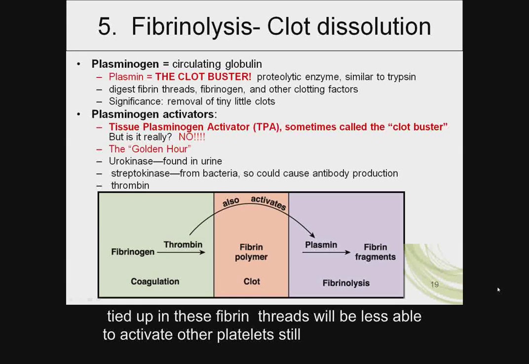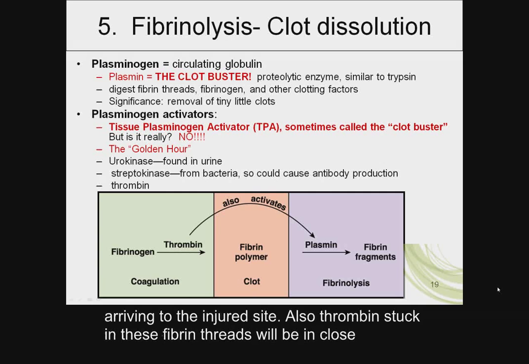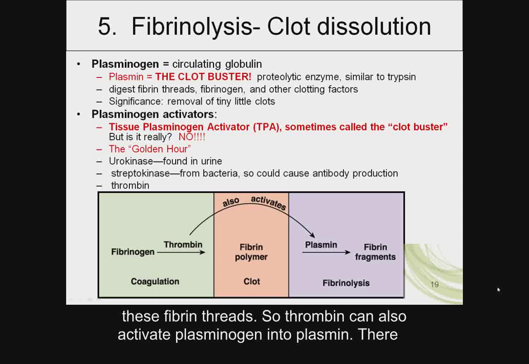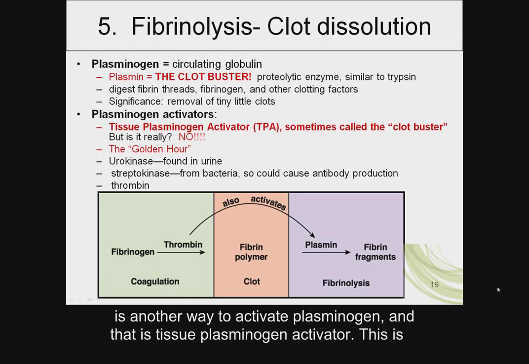Thrombin, when it's tied up in these fibrin threads, will be less able to activate other platelets still arriving to the injured site. Also, thrombin, stuck in these fibrin threads, will be in close proximity to plasminogen, a plasma protein that's also being stuck and soaked up in these fibrin threads. So thrombin can also activate plasminogen into plasmin.